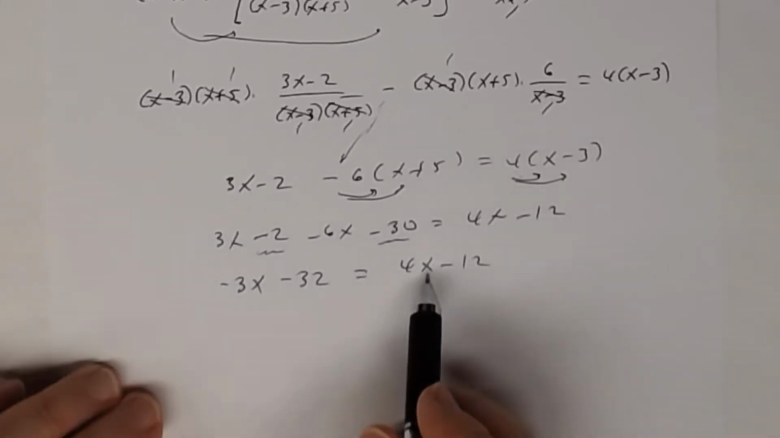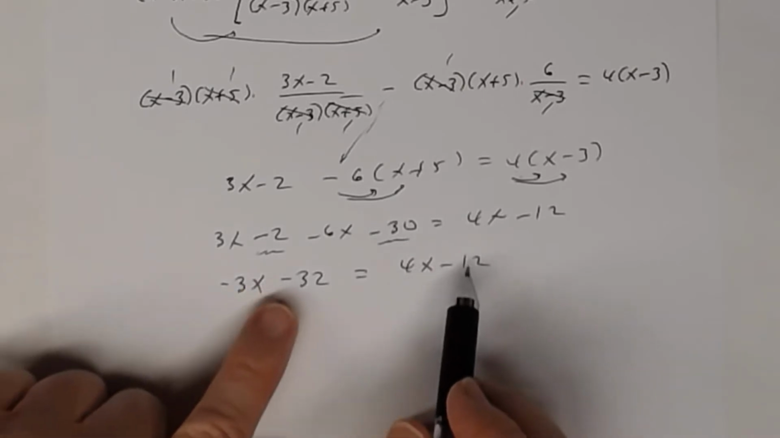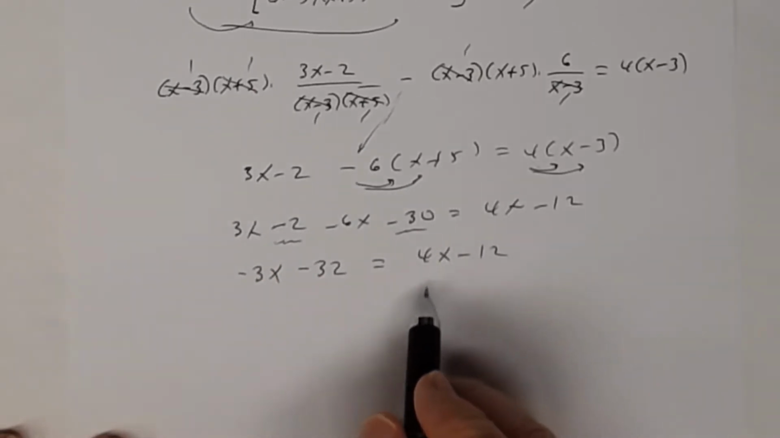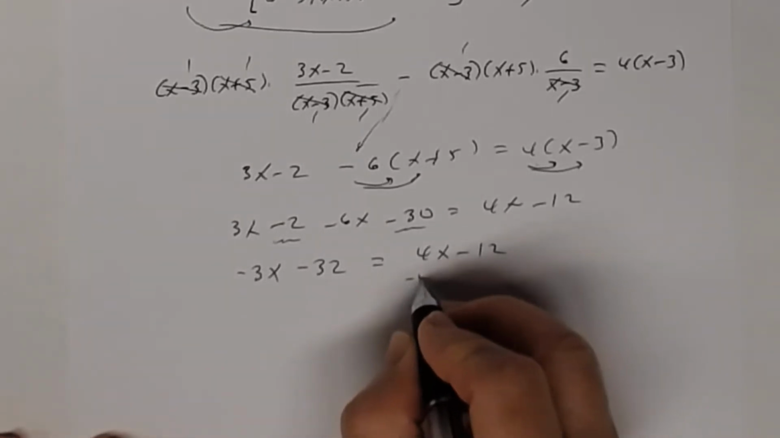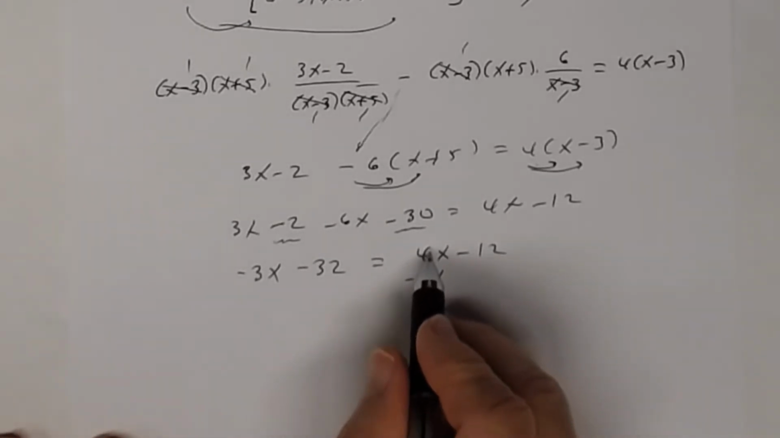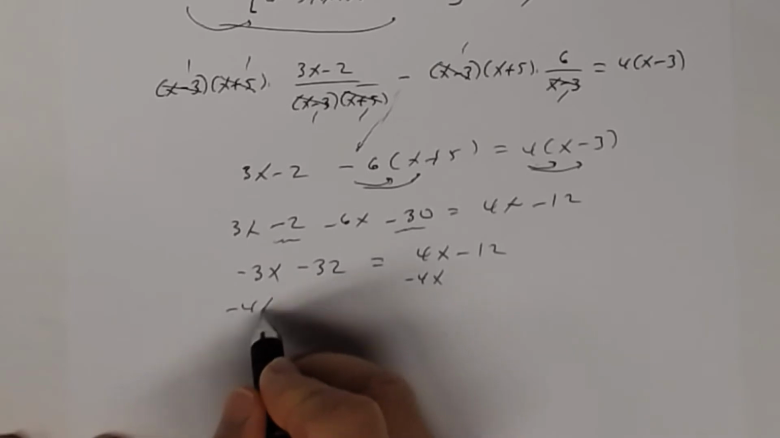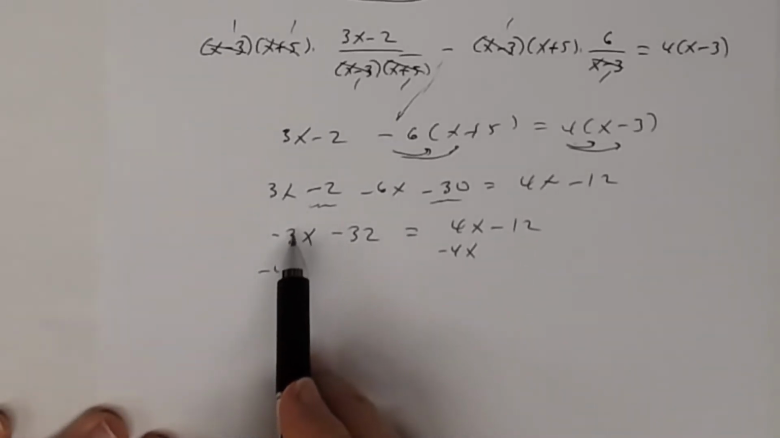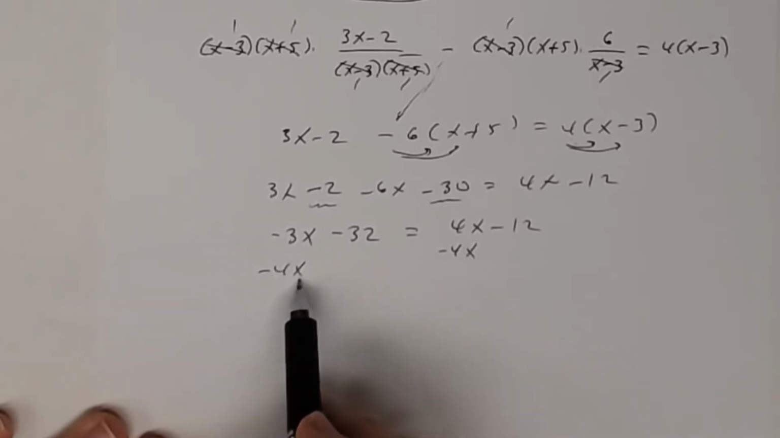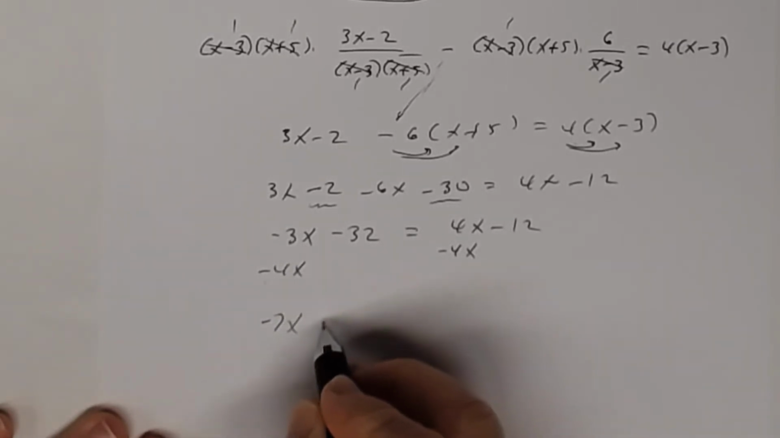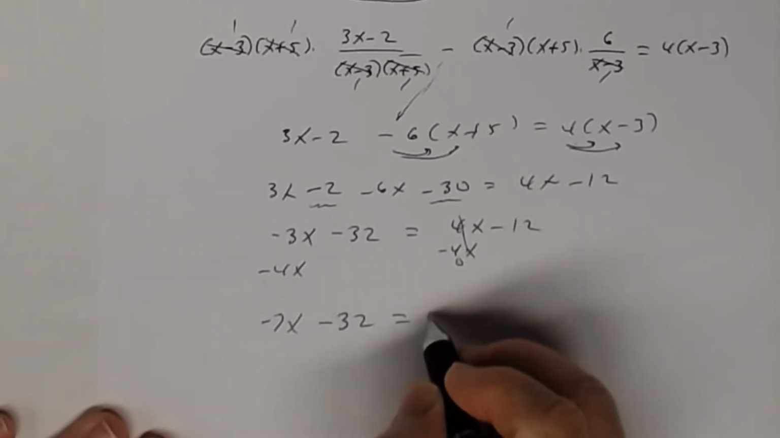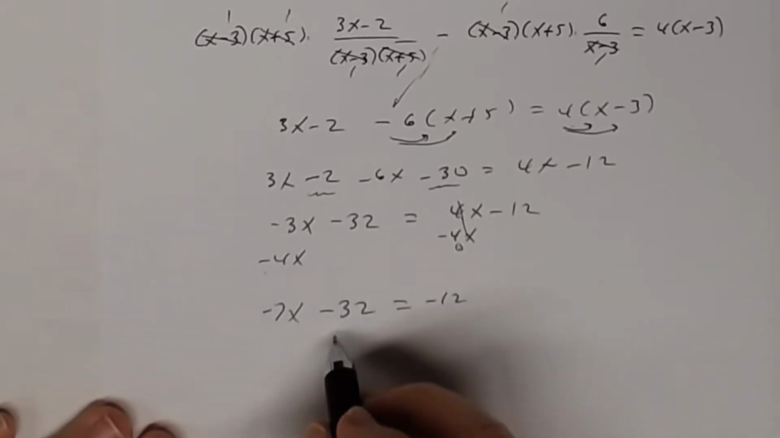Alright, so to solve this linear equation, I have variable terms on both sides, constant terms on both sides. So I'm just going to go ahead and bring the variable terms to the left. So I'm going to subtract 4x on both sides. So remember, what you do to one side, you must do to the other. Notice I'm aligning my like terms. Now combining those like terms, a negative 3x and a negative 4x is a negative 7x. Minus 32 equal, this is 0, and 0 and negative 12 is a negative 12.